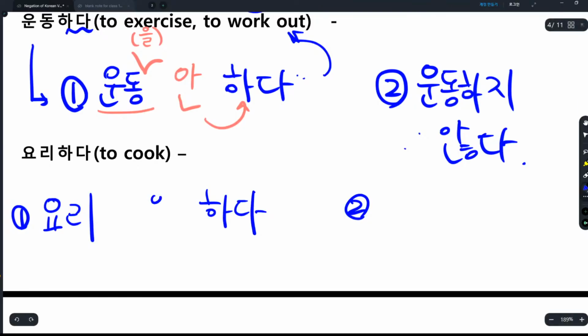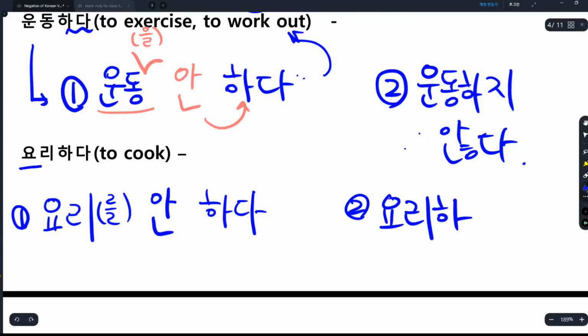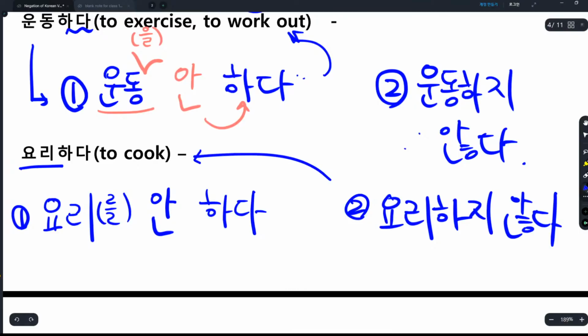You first separate it and you negate 하다, or it's optional, but you can also put the object marker. 요리를 안 하다, right? 요리를 안 하다 or 요리 안 하다. And if you want to combine it with 지 않다, it would be stem 요리하 and then 지 않다, 요리하지 않다. These two would be the negative form of 요리하다.